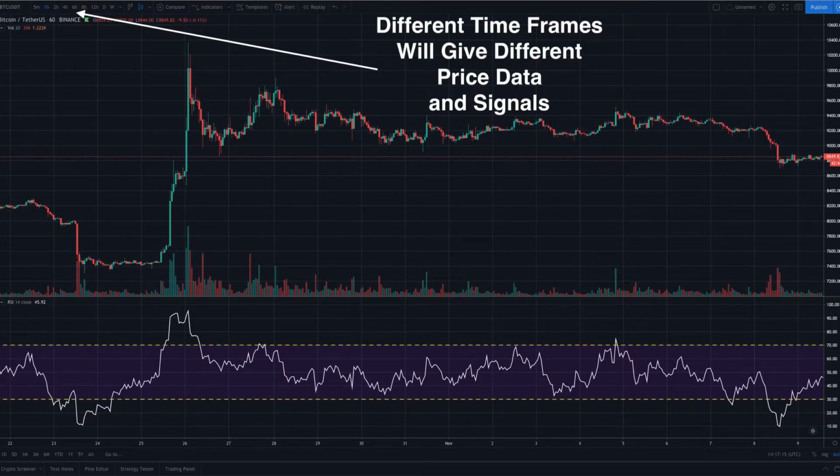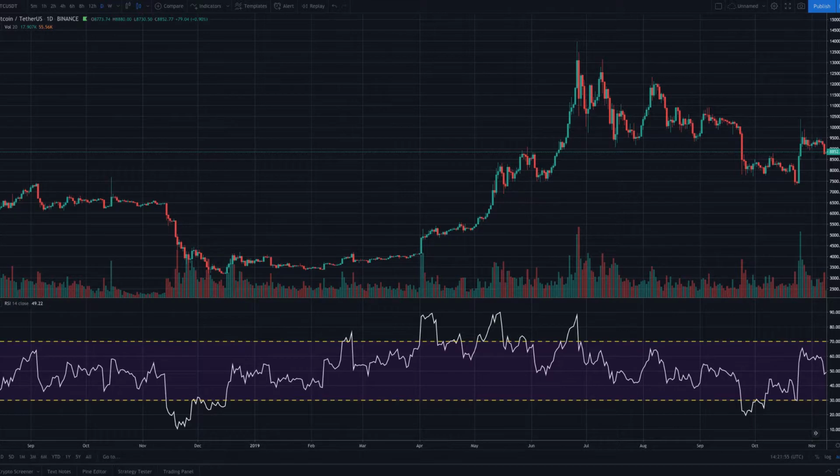Okay, so let's change this to an hourly chart. The RSI is still there, but now rather than looking at the last 14 days, it's looking at the last 14 hours of price. So we have a much choppier RSI. If you change the period of the chart, then you're going to get different signals because you are looking at different price data. Okay, so let's go back to the daily chart on Bitcoin.